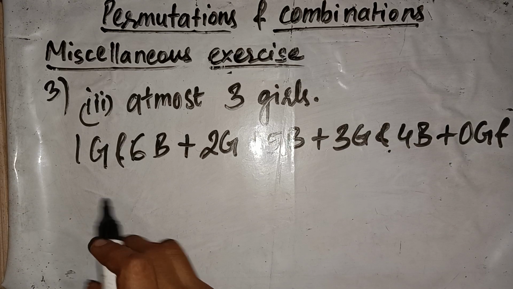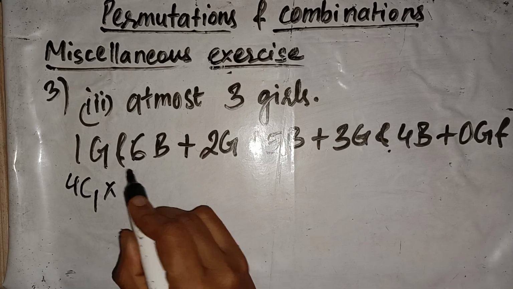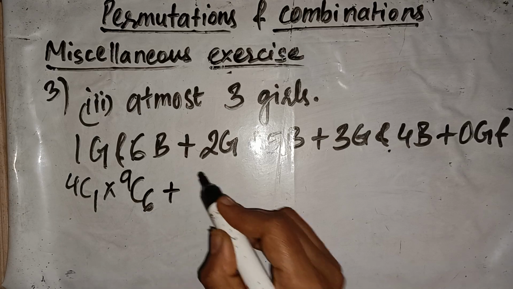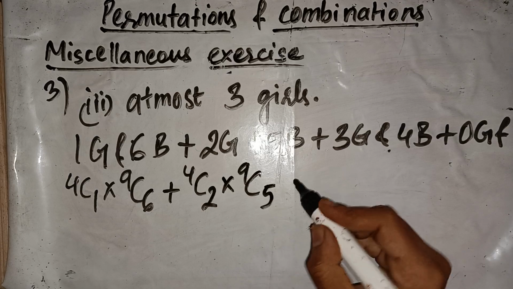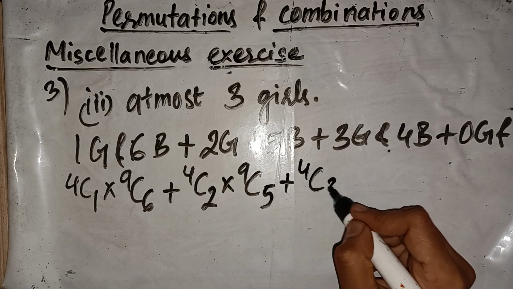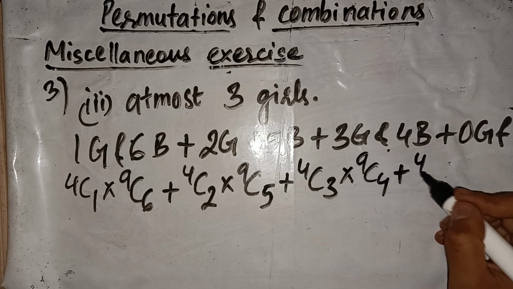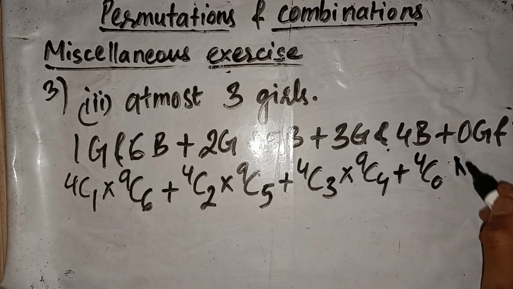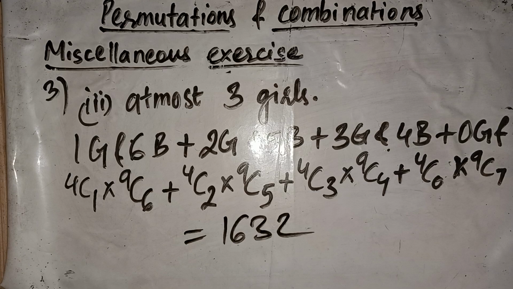Okay. So this is 4C1 into 9C6, 4C2 into 9C5, 4C3 into 9C4, 4C0 into 9C7. Okay. Answer is 168.